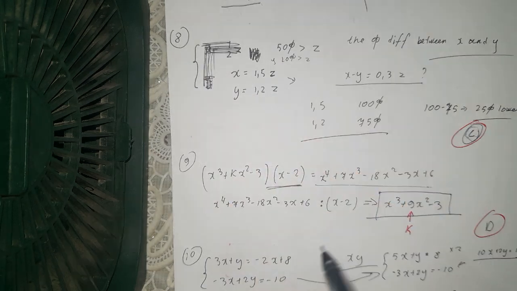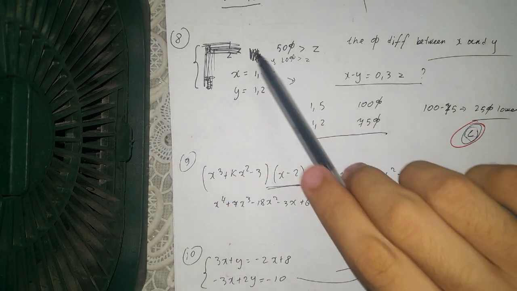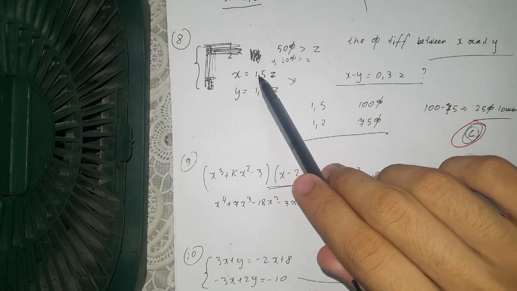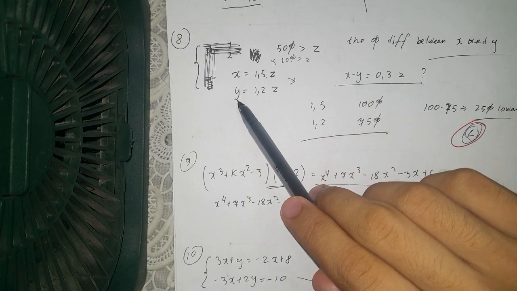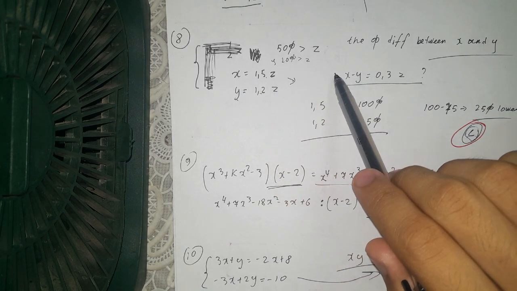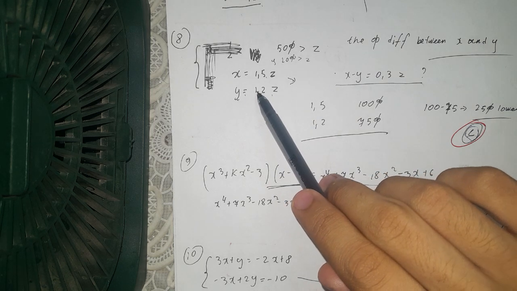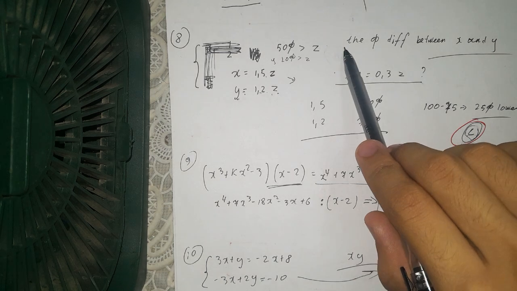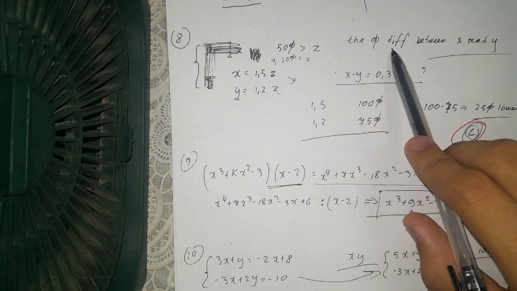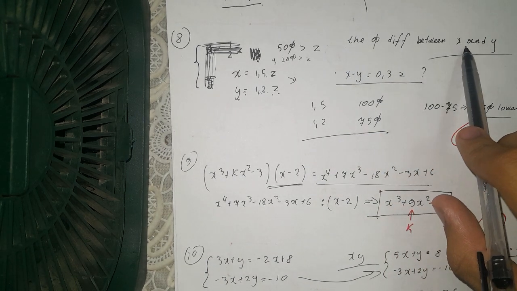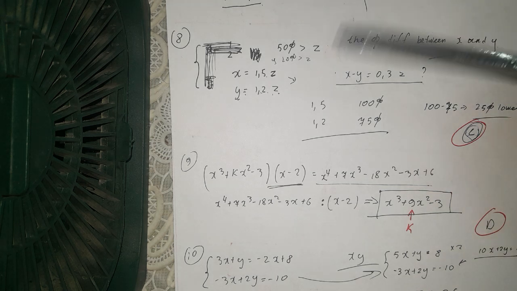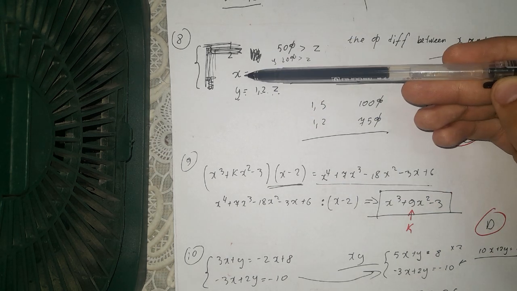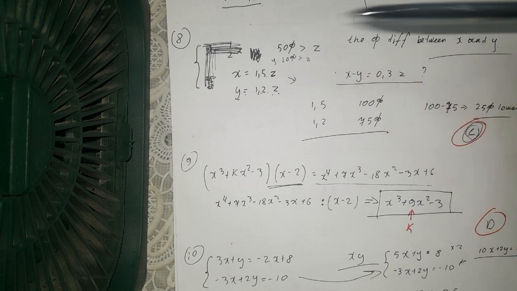Eighth question says that x is 50% higher than that, which means x equals 1.5 that. Y is 20% higher than that, which means y equals 1.2 that. So the percentage difference between x and y means how many percent y differs from x.